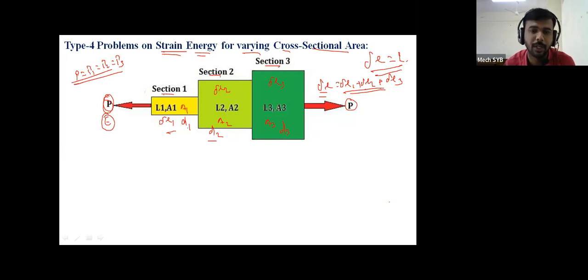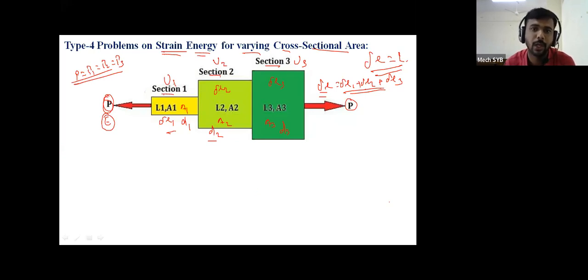This bar is also subjected to some amount of elongation, but at the same time, due to the single force, some amount of energy is also stored in section number 1, some amount of energy is also stored in section number 2, and some amount of energy is also stored in section number 3. Those energies we have to calculate.